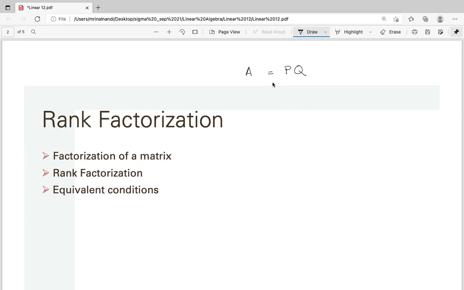We can always factorize like that. If A is n cross m, and we take a non-singular matrix B, so B inverse exists, of m cross n, then we have this. So there is always a factorization.